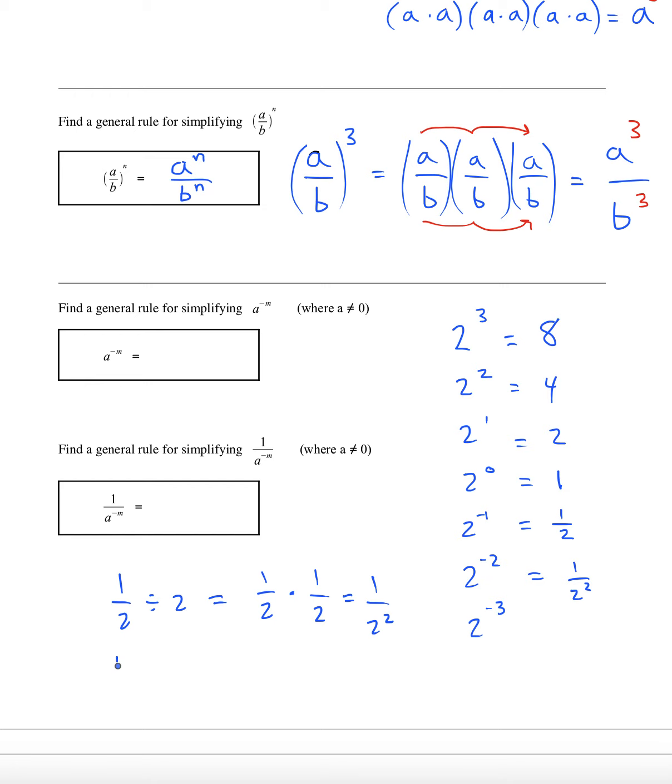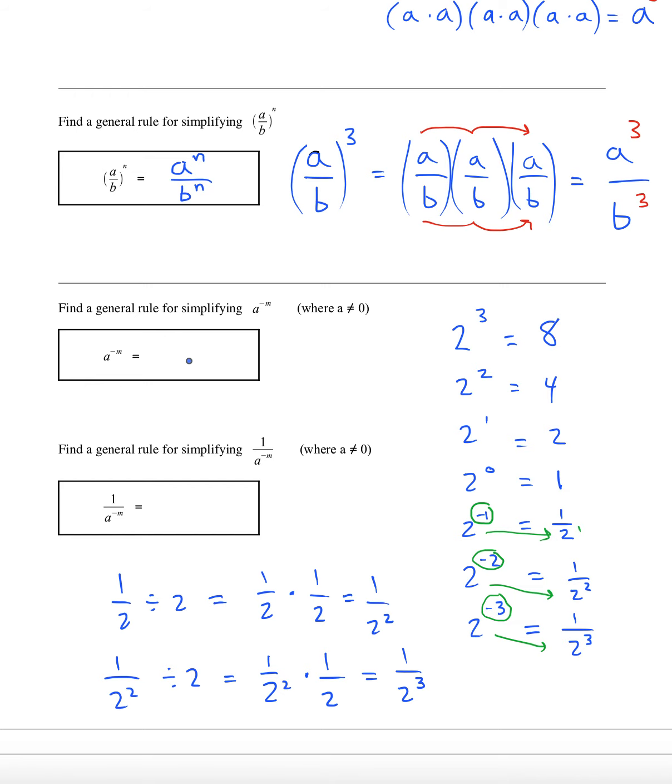Now what if we did this again? 1 over 2 squared divided by 2 once more. You'd get this, which is 1 over 2 to the 3. So if you examine the pattern, you may be able to see what's happening here. The base is moving down below, and we're switching the power from a negative to a positive. The same thing happens here. The base goes down below, and we change the exponent from a negative 2 to now it's a positive 2. And similarly here, 2 to the negative 3 becomes 1 over 2 to the positive 3.